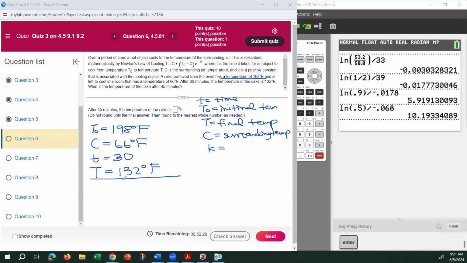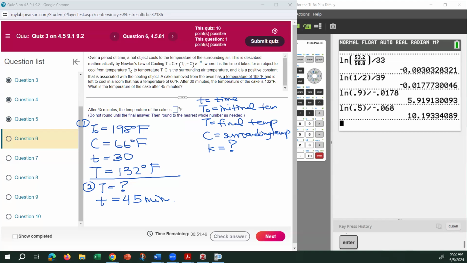Okay, so that's part one. And we need to find the temperature of the cake. So this is part 2. After 45 minutes, what's the temperature of the cake? The final temperature after t is 45 minutes. So first we need to find the k, right? We don't know what k is. We're not given that. So we need to find k first in order to do part 2.